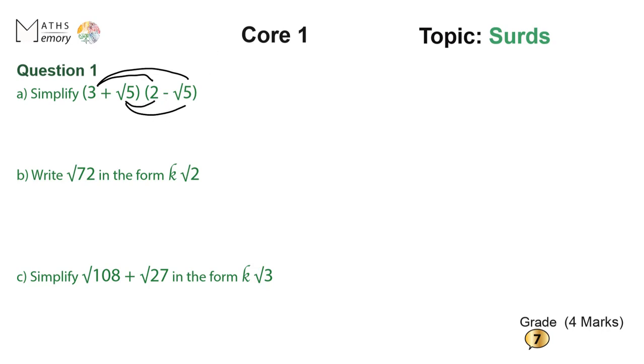And how you do this is up to you. Some students use the FOIL method. It's totally up to you. We use the crab claw throughout Maths Memory. So let's have a look at this. So 3 times 2 is going to be 6.